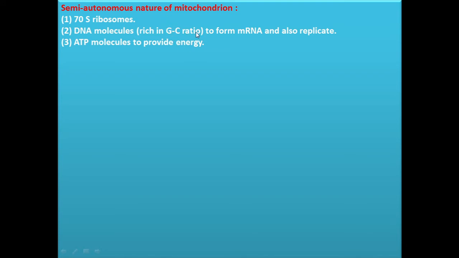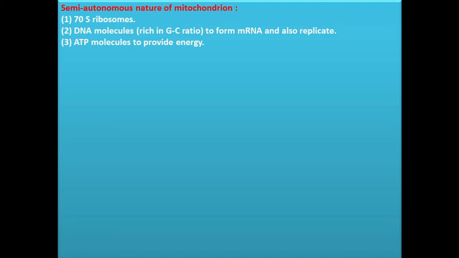And for what is DNA present? To replicate and to form the mRNA. Coding we all know, right? From DNA to mRNA, mRNA to protein. So DNA is going to synthesize mRNA and also replicate to be divided into daughter cells. So 70S ribosomes are there, DNA molecules are there, ATP molecules to provide energy are there.